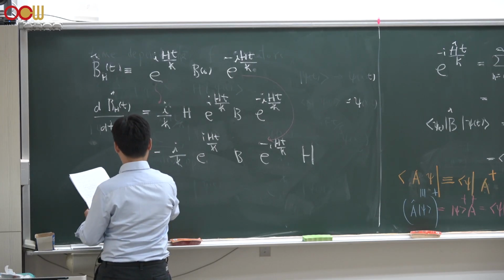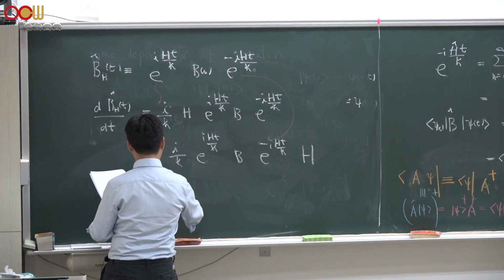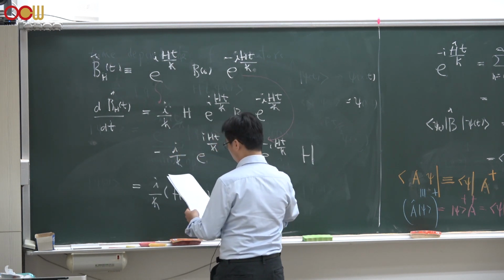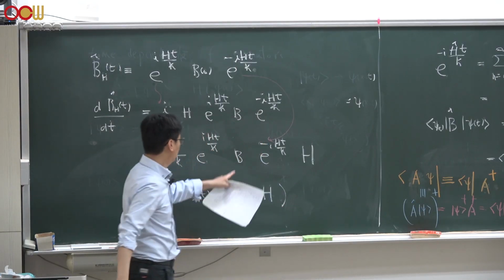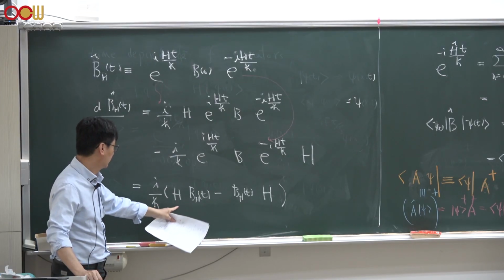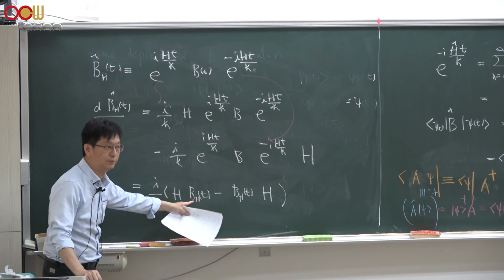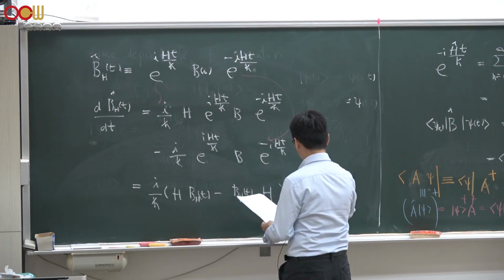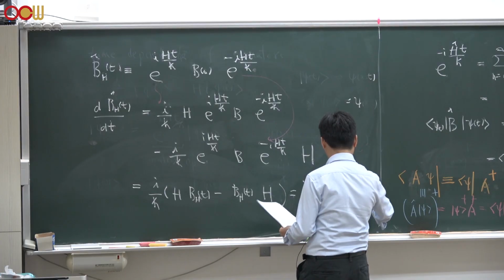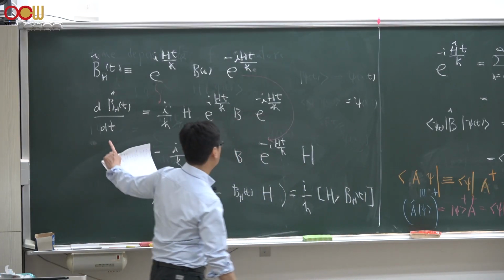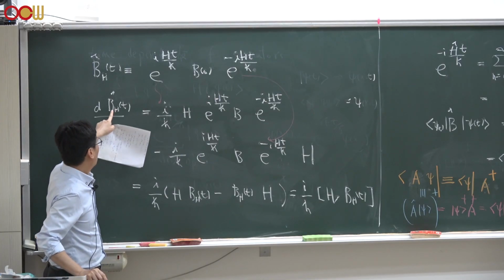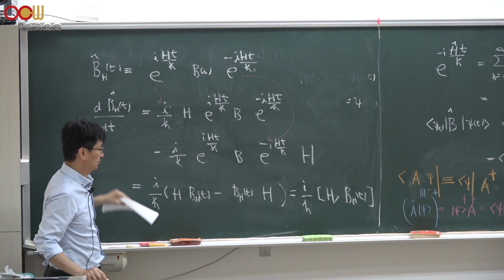Let's just combine these 2 terms and get this HB(t) minus B(t)H. So if you follow the definition and just combine these 2 terms, you get this. But what is this? This is nothing but the commutator between H and B, right? So this is i over h bar, the commutator between H and B. And this is what we call the Heisenberg equation of motion, because this is the equation for the Heisenberg operator as a function of time.